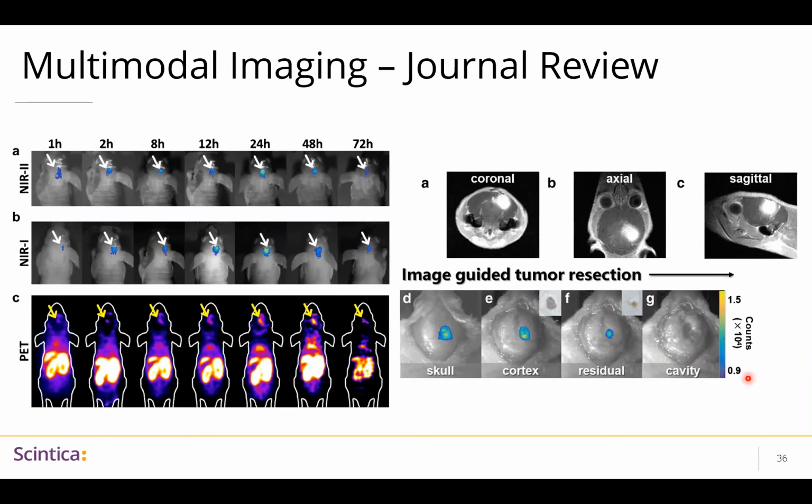So from this, they were able to conclude that the agent could be used for preoperative assessment of the tumor, but also then to help guide the surgeons in the clinic to help ensure full resection of glioblastoma while limiting the amount of normal brain tissue that was removed and hopefully improving clinical outcomes.